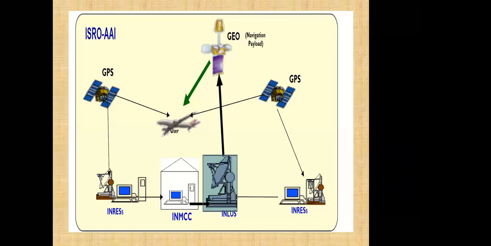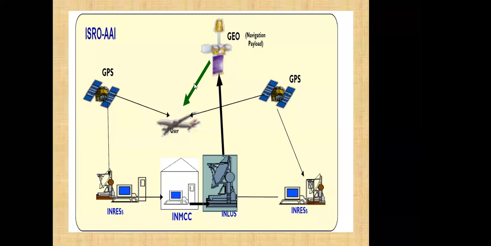So they also have monitoring stations, which are the reference stations called INRES. Currently there are 16 monitoring stations all over India. Then they have a master control station at Bangalore and Delhi. These master control stations receive the data from the reference stations. They compute the corrections, confidence and time of alarm messages, and those messages are sent to the INLUS, which is an uplink station, and that uplink station uplinks those messages to the GEO satellite.